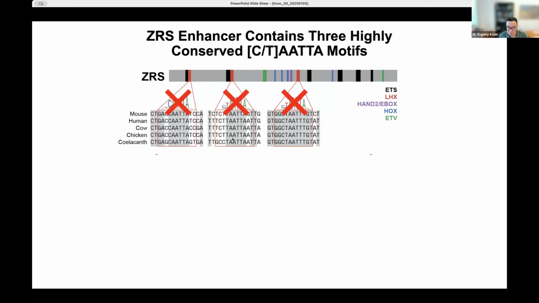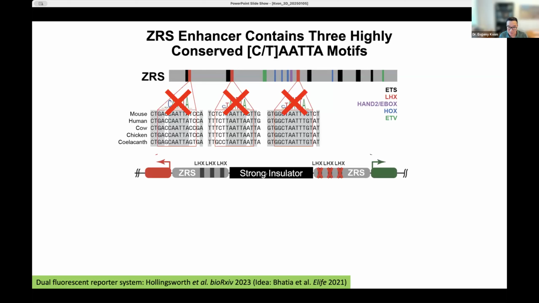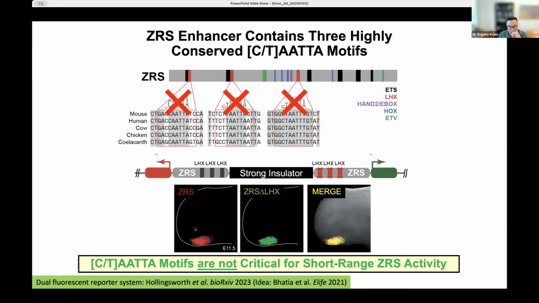So, okay, when we removed the sites, we tested, the first question is, are they important for enhancer activity? We tested it in a short range assay first, where we cloned it in front of the GFP. And what we showed was that the enhancer was still active, as you can see with this green signal here. So these motifs are not important for short range enhancer activity.